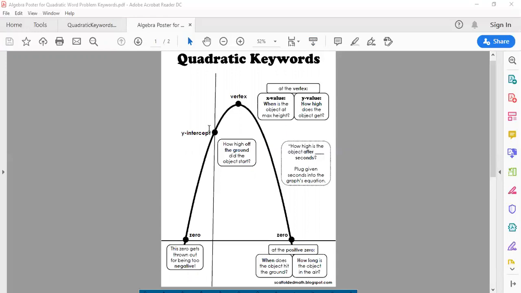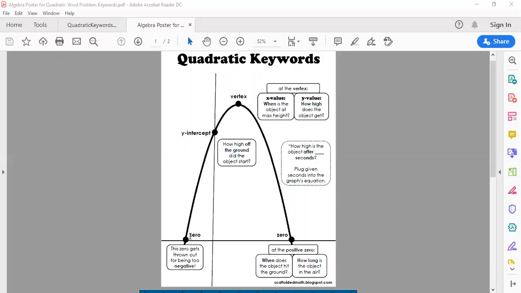Okay, the y-intercept, this is something that we're familiar with already, especially if our function is in standard form. Because if it's in standard form, then the value of c is the y-intercept. So a question might say something like, how high off the ground did the object start? You may see a question that says something like, Billy stood on a platform that was 10 feet off the ground and he threw his teddy bear into the air. Now, I don't know why Billy would want to do that, but he did. So how high off the ground did the object start? Well, in that case, it would be 10 feet, okay?